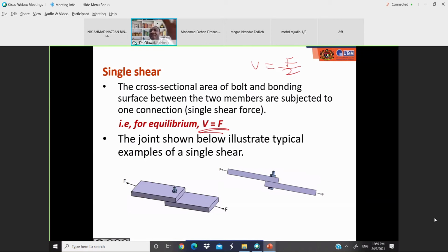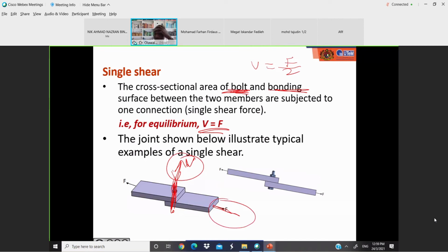So the cross-section area of both, like I said, is going to happen at the joint. Both bonding surfaces between two members are subjected to single shear. So if you look at this now, you have one both here. So your F here is equal to V. So here you have V. So there's a shear force here, V. So here your V is equal to F.